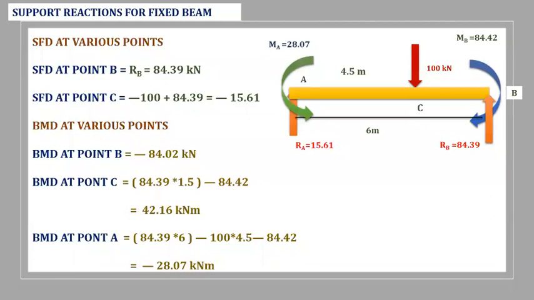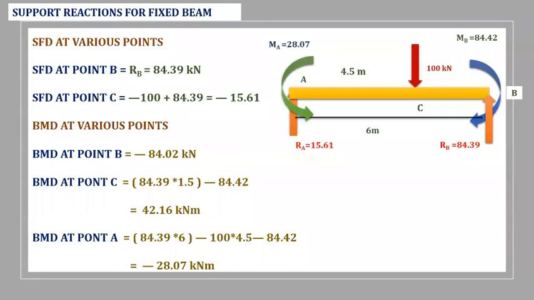If you take bending moment at point C, while writing the bending moment, we will close that point with our hand. So if we close the point C, there is only one RB into 1.5 minus 84.42 and 100 into 0. Some may doubt: 100 is there, sir? So that 100 into 0, why? Because we take point C and the 100 kilonewtons is also at the point C. That is plus 42.16.